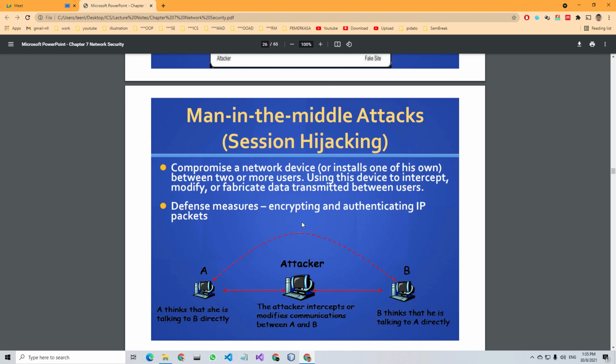The attacker pretends to be A and B. A thinks that she is talking to B directly, and B also thinks that he is talking to A directly, but the attacker intercepts or modifies the communication between A and B. This is a form of active attack.